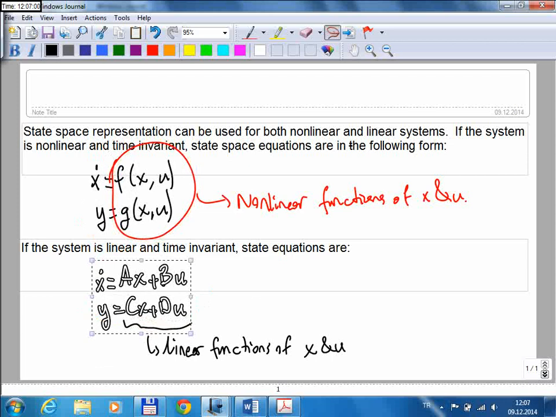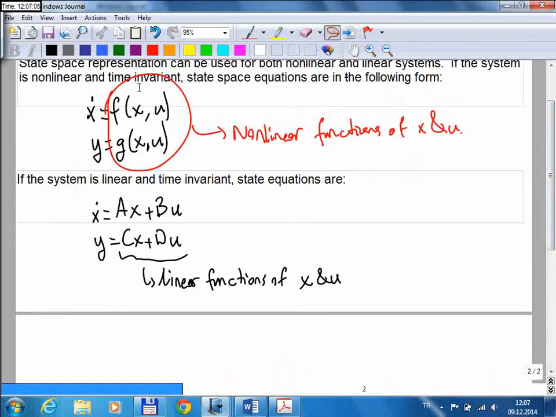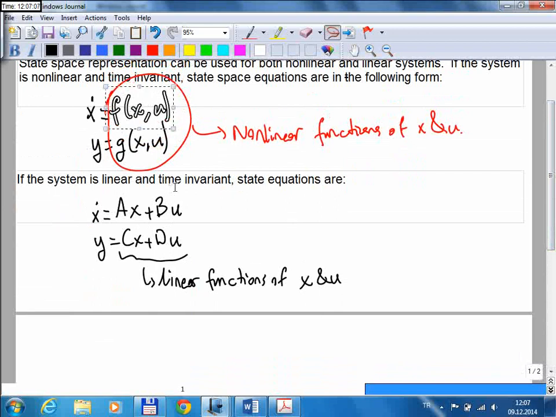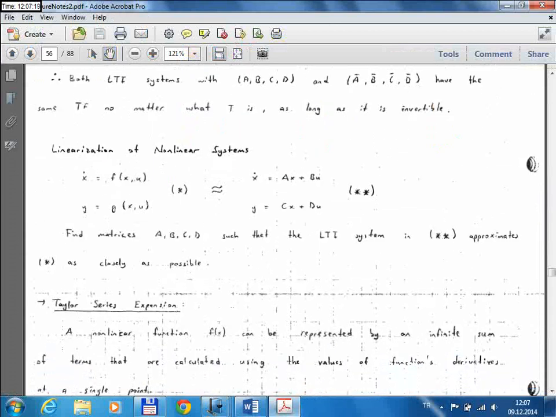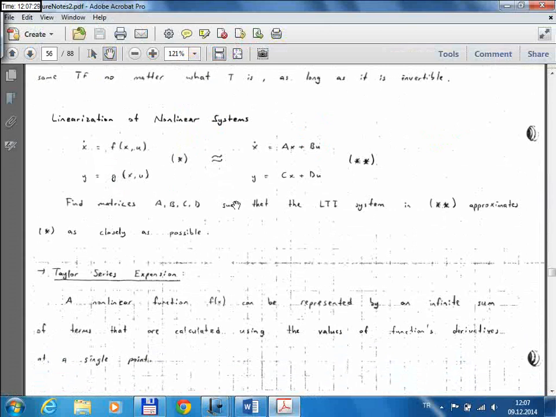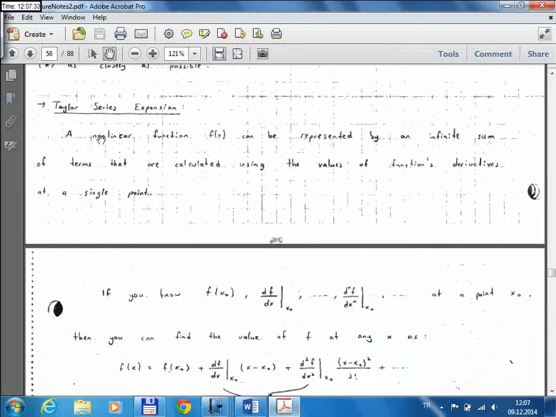So that is what is done in linearization. So in linearization, we somehow find approximate linear functions of x and u that resemble this original nonlinear function. So this is what we want to do. We want to get this original system and find a linear model that will look like the original one. And for this, we use Taylor series expansion.